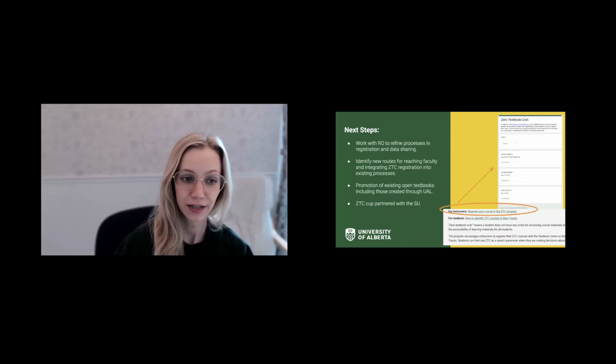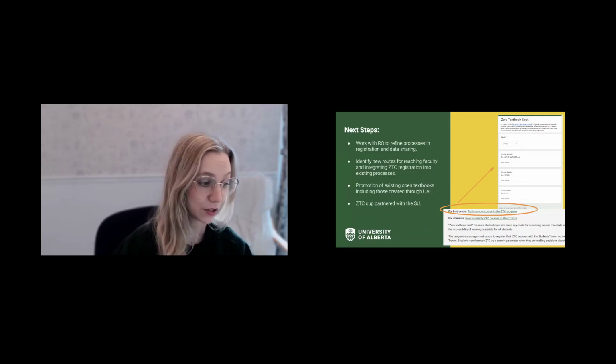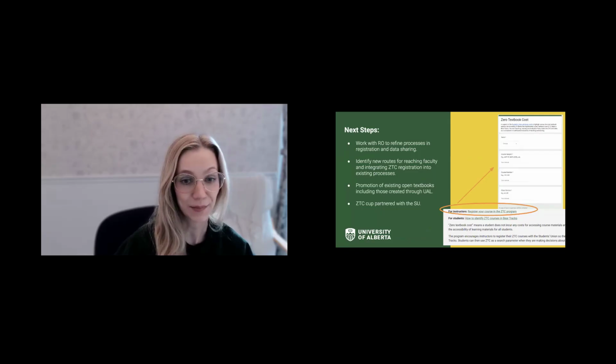I'm also going to share our next steps. These were created last summer, but I think a lot of them are still relevant to this day, and also could be relevant for you if you're considering doing some of this work on your campus. So the next steps that we identified was first to work with the registrar office to refine the registration and data sharing process. So as I mentioned, the registration process and having that instructor-led registration process has been a difficulty for us.